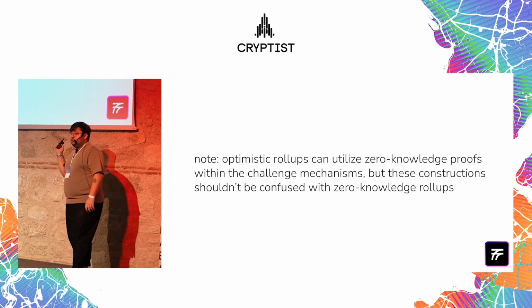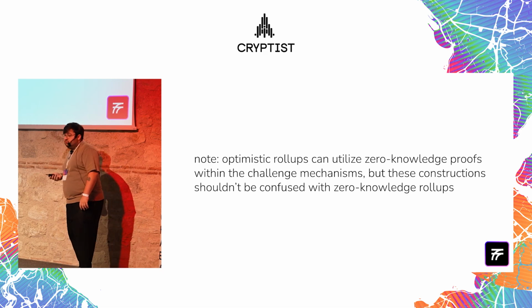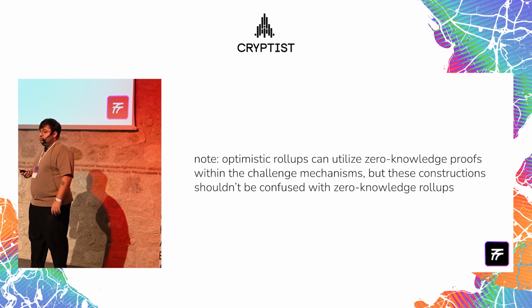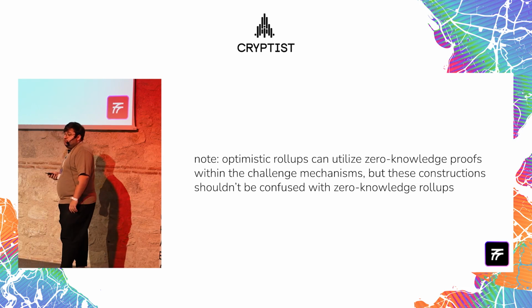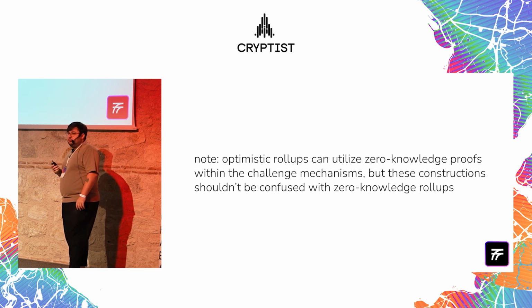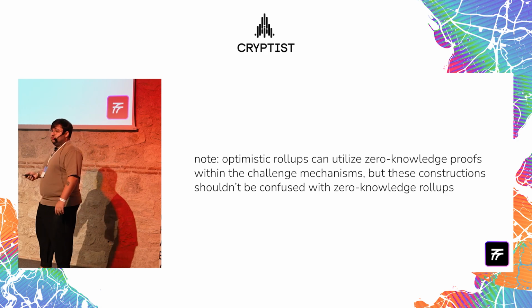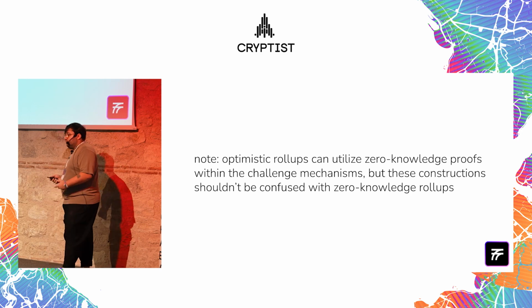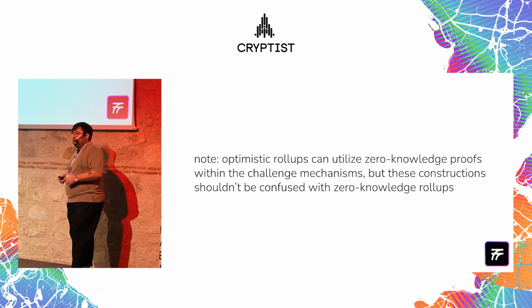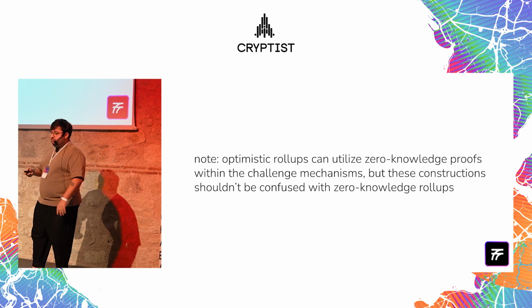And one thing to note here is that optimistic rollups can actually utilize zero-knowledge proofs for the challenge mechanisms, but you shouldn't confuse them with zero-knowledge rollups, because zero-knowledge rollups require you to post the ZK proof for every single state transition, whereas in an optimistic rollup that uses ZK proofs for fraud proofs, you only have to post that ZK proof in cases where you need to challenge and the original commitment was invalid.